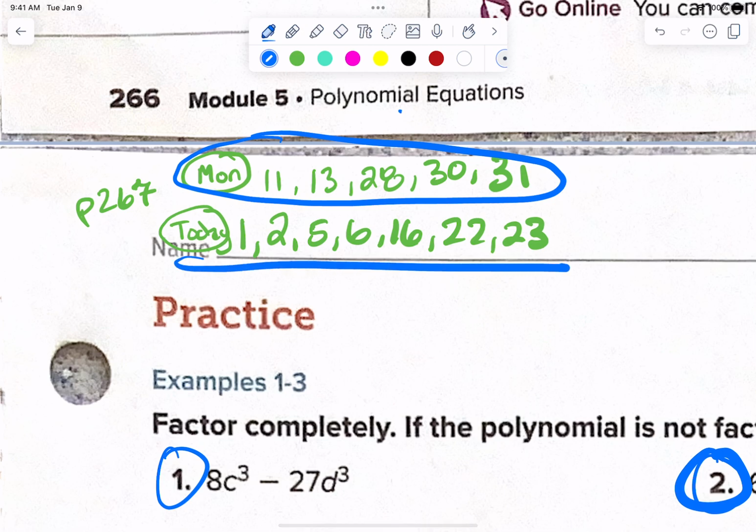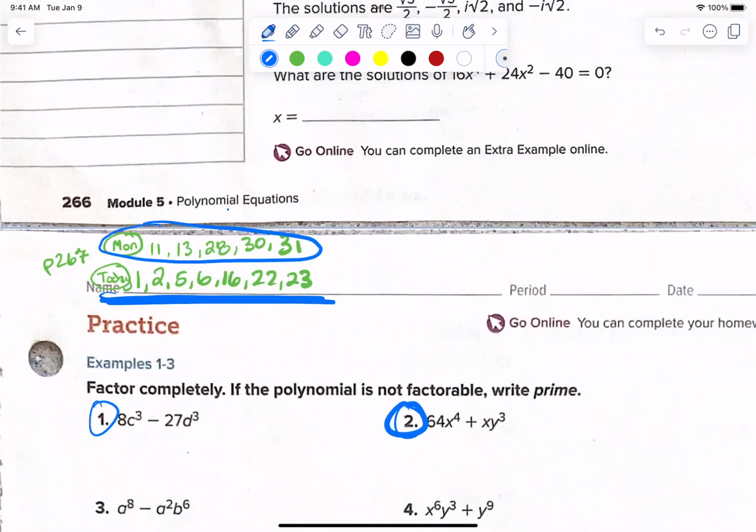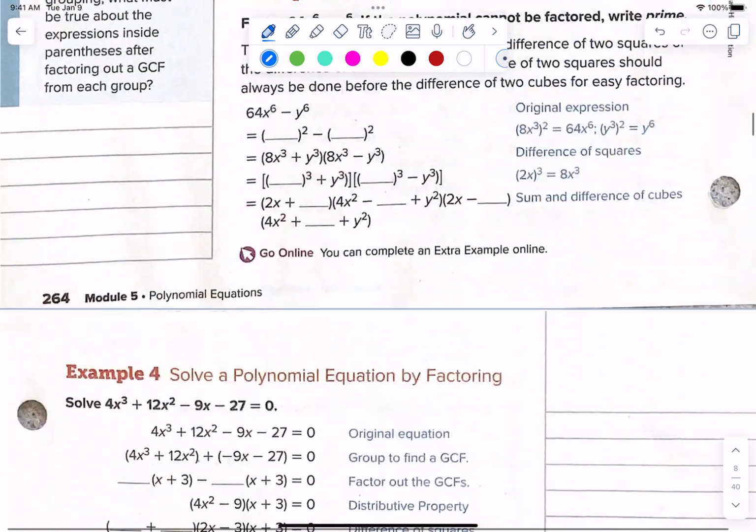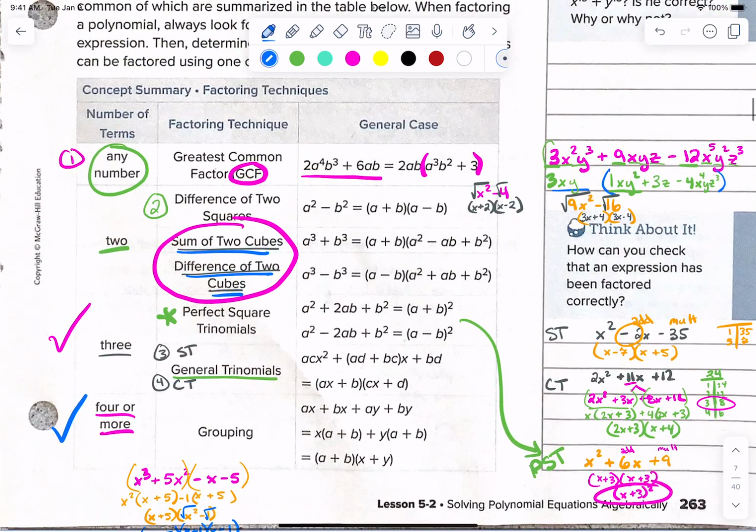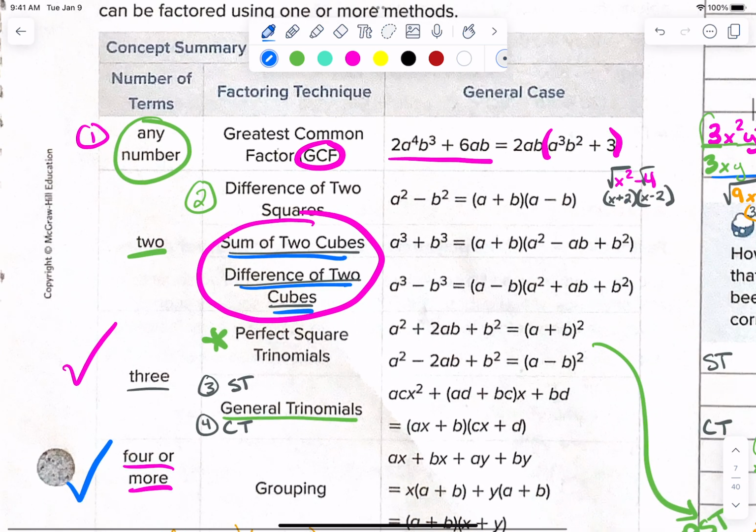And then today we're adding these problems. We're going to do some of them together, possibly, and we'll go through some examples. The only thing that we don't know how to do today is the sum of cubes and difference of cubes. So let's just backtrack a little bit.